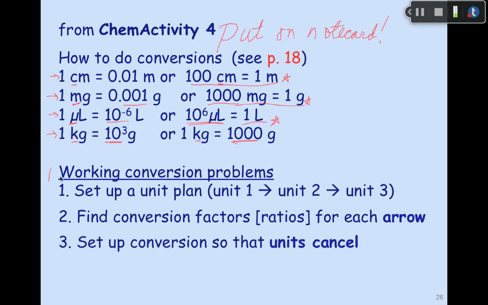When we're working unit conversion problems, and there's a lot of them in this chapter, and you'll see many more of these in various forms as the semester progresses, you'll need to follow some specific steps. First, you're going to set up a unit plan. Determine what the first unit is that you have, what units you need to use to get to a final answer in another unit. And each arrow will be a conversion factor. So each arrow requires an equivalency between units, something like these centi, milli, micro, and kilo prefix type units shown at the top of this slide.